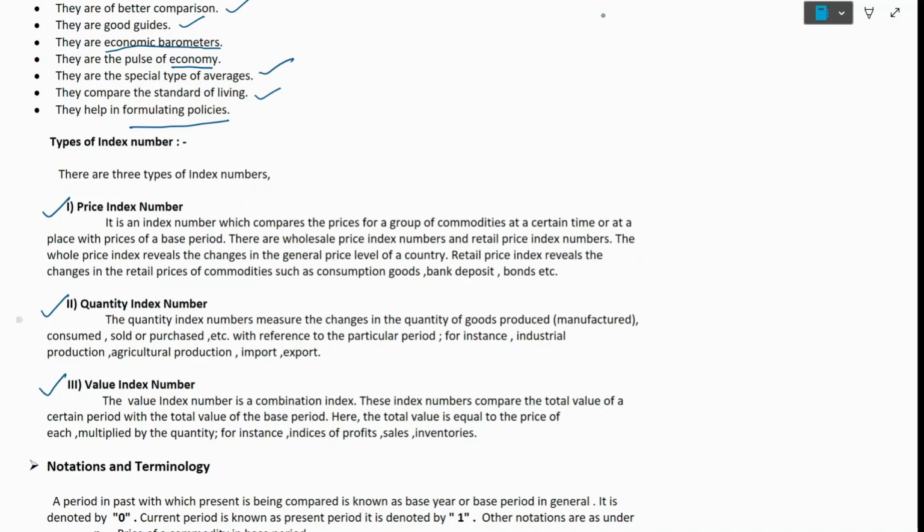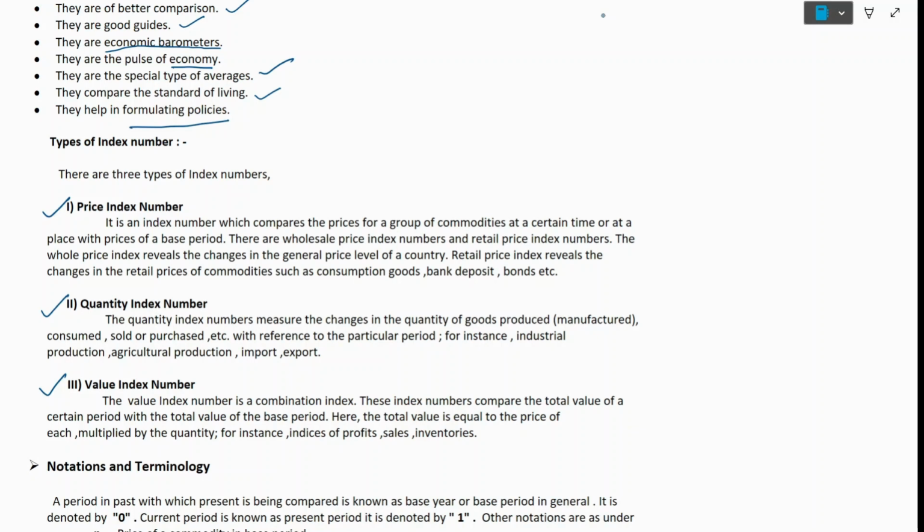Now second, the quantity index number, which expresses the changes in magnitude or volume of goods, crops, produce, purchase, sold, etc. For example, in industrial production, agricultural production, import, export. Value index number is a combination index. It normally talks about the consumption values, foreign exchange, etc. Here, we are going to learn more about price index, which is common amongst all these index numbers. The entire economy of the community is based on it. Therefore, we are going to learn in much detail about price index number.